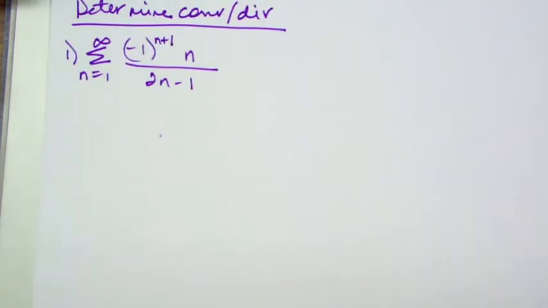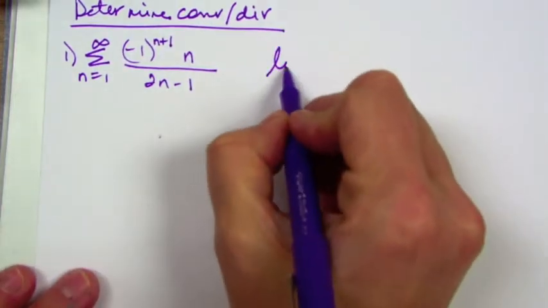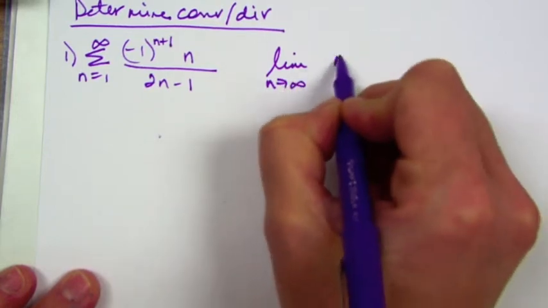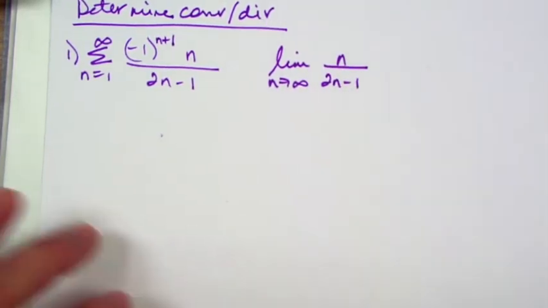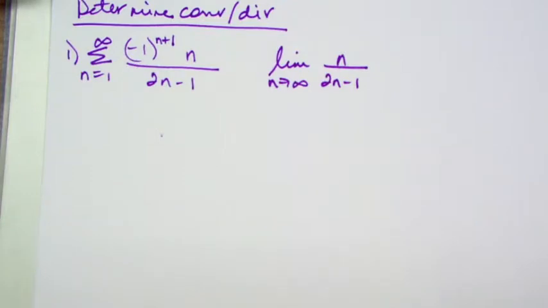Okay, so let's determine the convergence and divergence of the sum of -1 to the n plus 1 times n over 2n minus 1. The first thing I need to do is a limit. Do the nth term test, basically. Do the limit as n goes to infinity of the term generator, forgetting about the -1 piece, because I can ignore the piece that's making it alternate.